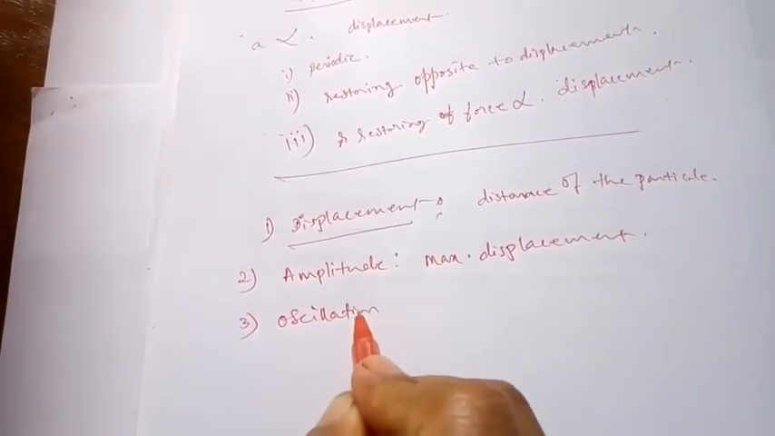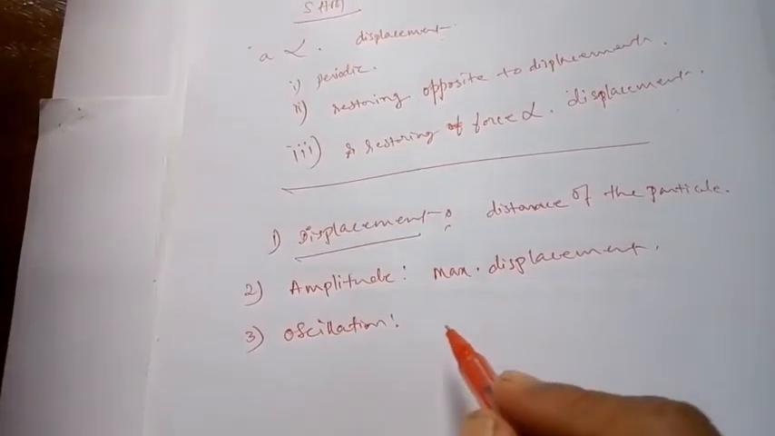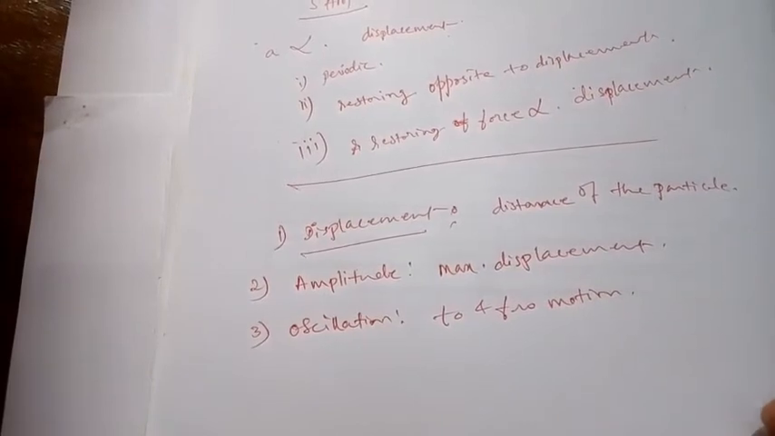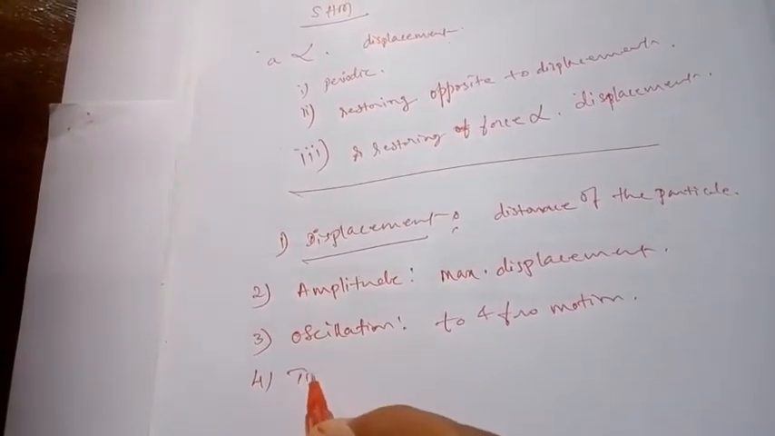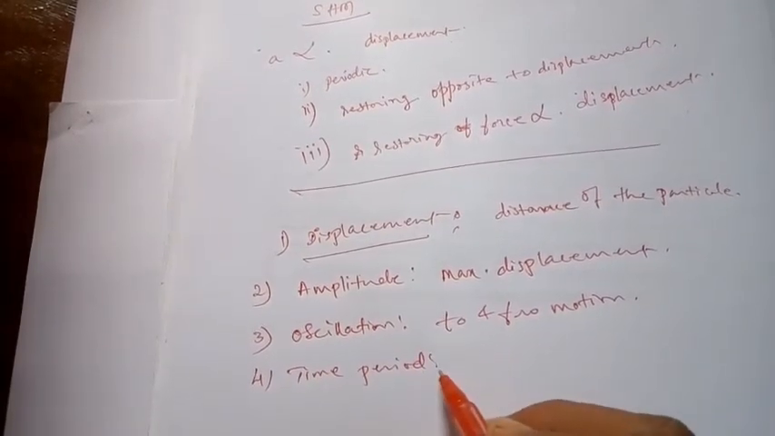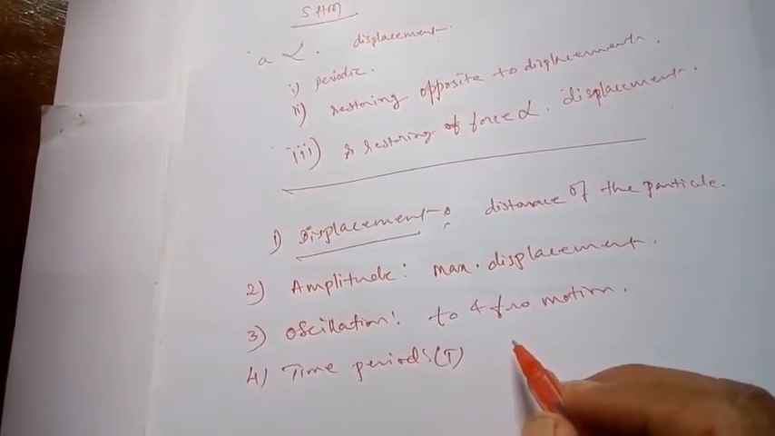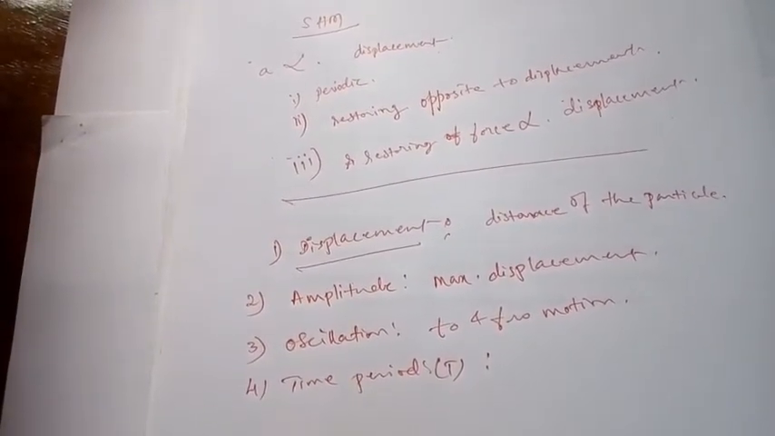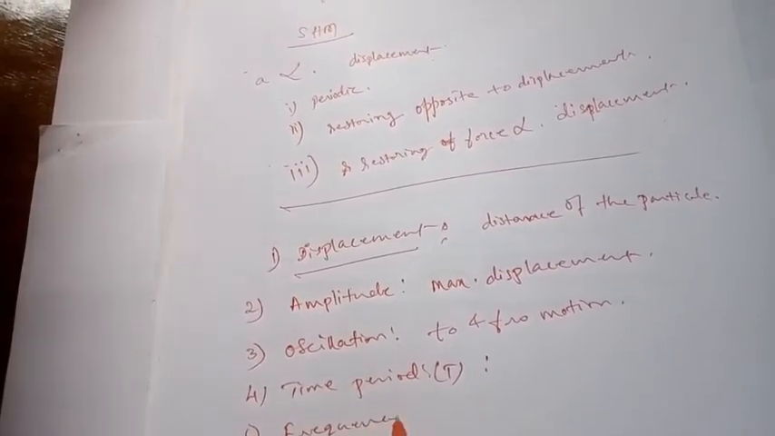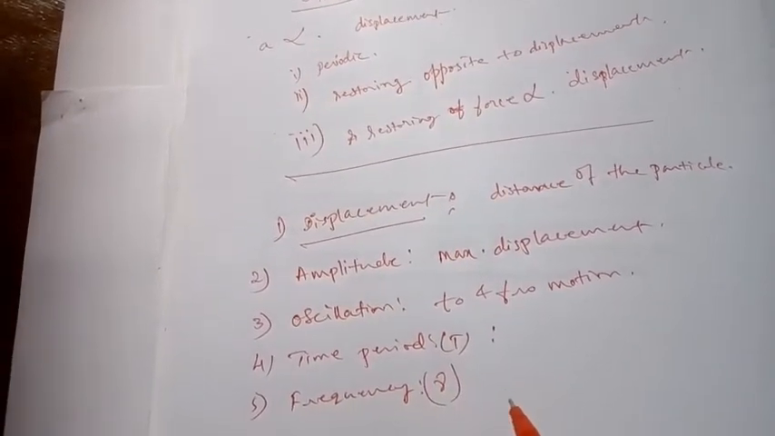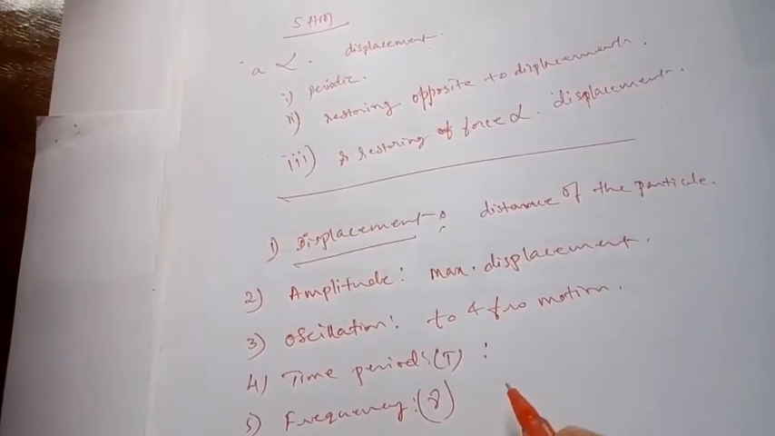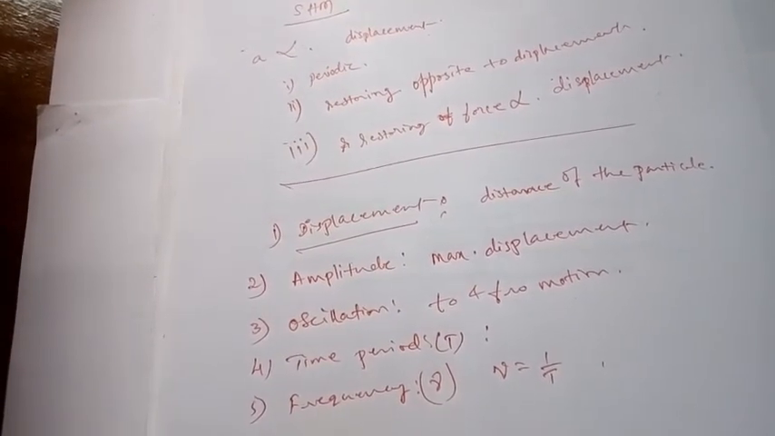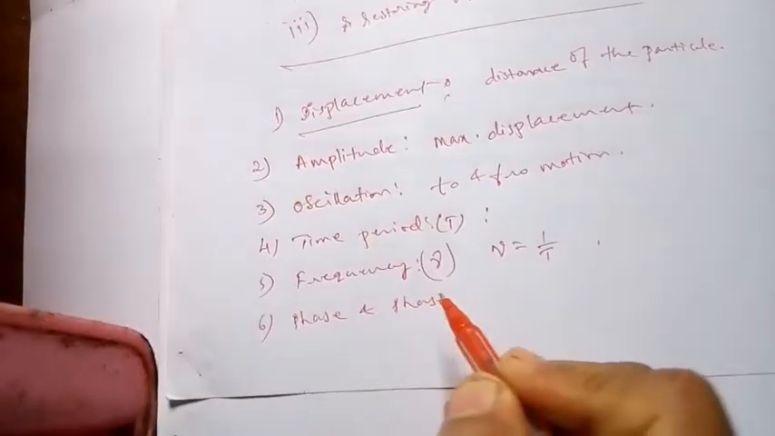Next concept is oscillation. Oscillation is one complete to and fro motion of the particle about its mean position. The fourth concept, time period, represented by T. Time period is the time taken by the particle for one complete oscillation. Next, frequency, represented by nu or f. Frequency is the number of oscillations completed in 1 second. Generally, that is defined as 1 by T. Sixth, that is phase and phase difference.